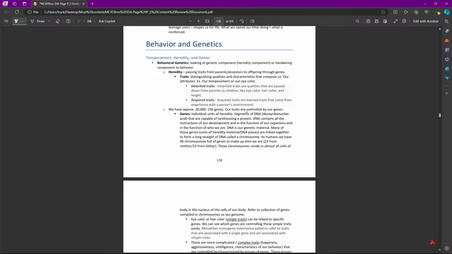We have approximately 20,000 to 25,000 genes. Our traits are controlled by our genes. From my genetics class that I took at my college, which covered this pretty in depth, genes are the individual units of heredity. And we have unique, dizygotic, I had a brain fart for a second, diploid chromosomes.